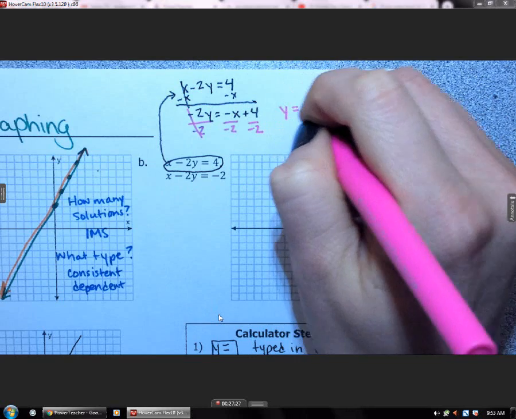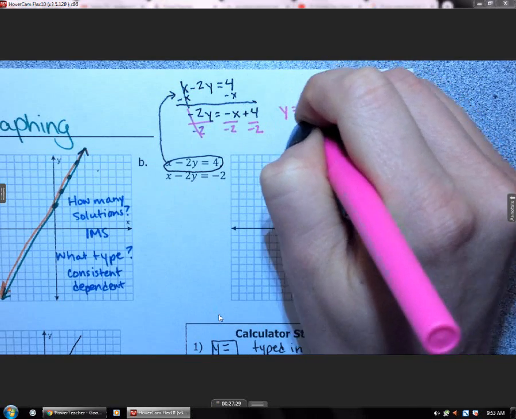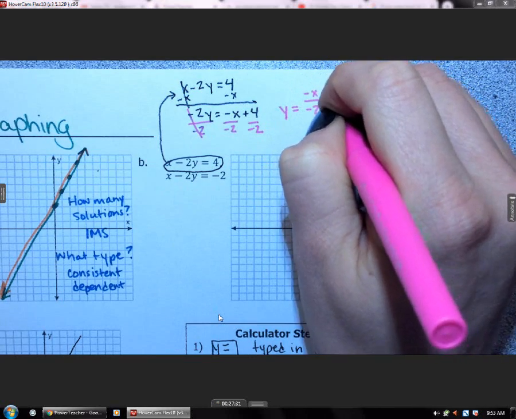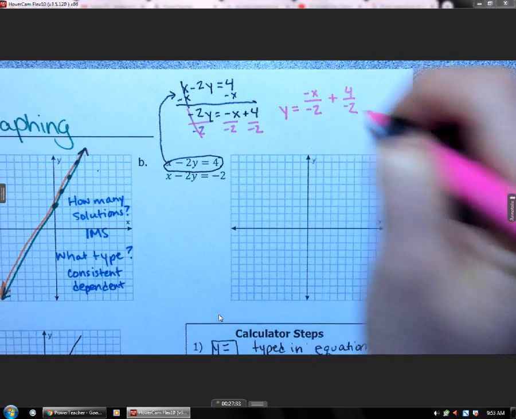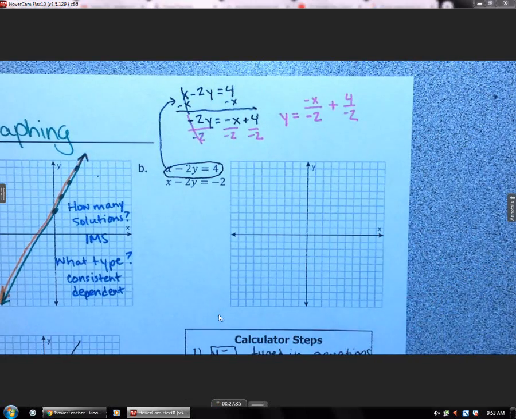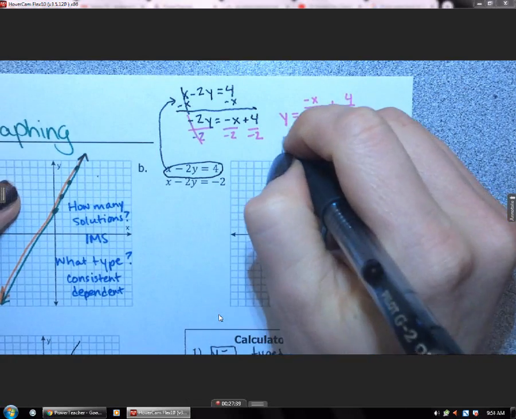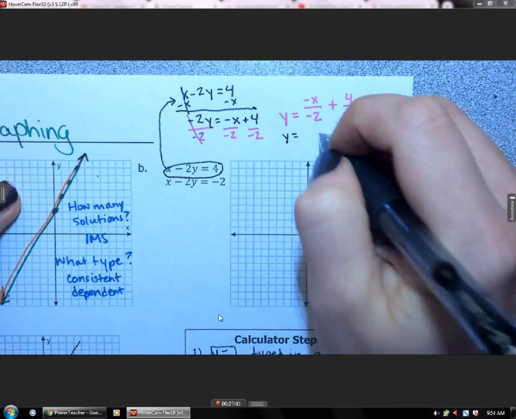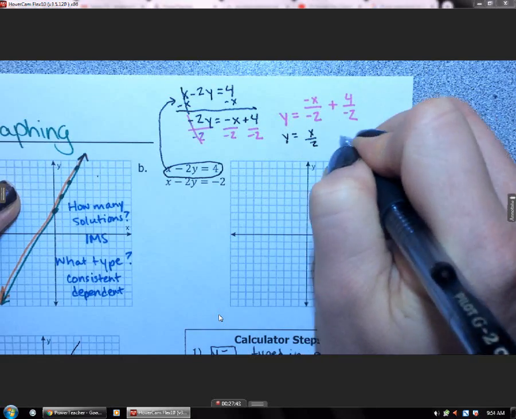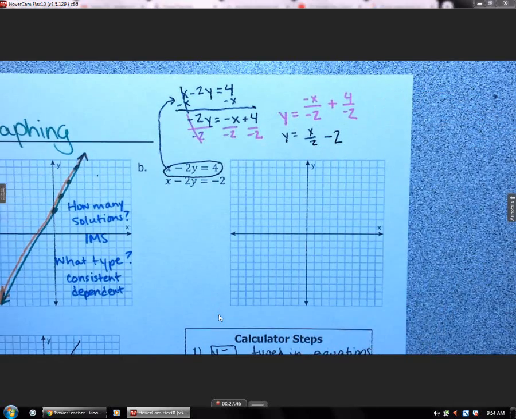So y equals negative x over negative 2 plus 4 over negative 2. You could leave it just like that. Could you simplify it? Yeah. Do you have to? No. It would be x over 2 if you wanted to simplify, minus 2.